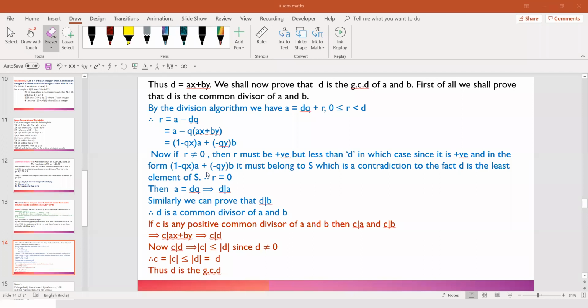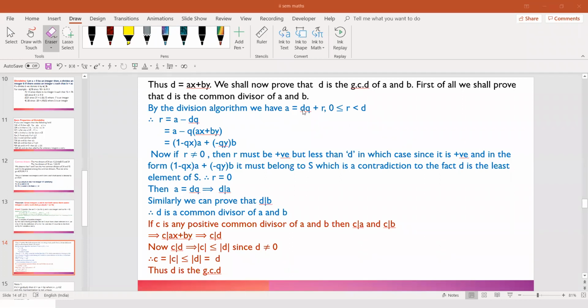Can R belong to S? The problem is we have already taken D as the lowest element, the least element in S. So if R is less than D and R belongs to S, it is impossible because we already assumed that D is the least element. Therefore the case R not equal to 0 is not possible. So R must be 0. When R is 0, we get A equal to DQ. So D divides A.